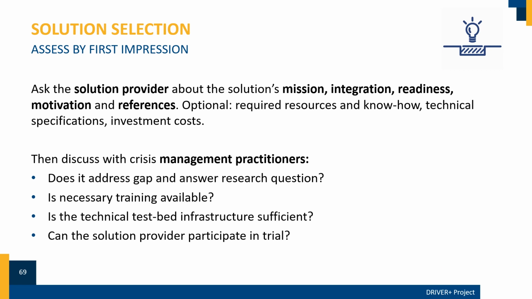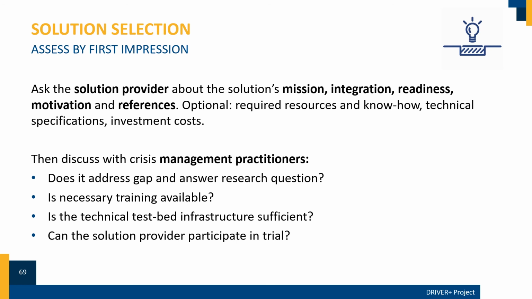It is important that you find something that is actually promising to improve the current situation. Before you choose a solution, you should get a first impression by potential future users. For that, first ask the solution provider to answer the following questions in order to assess the fittingness to your needs. 1. Mission. How does the solution contribute to crisis management? 2. Integration. How is it integrated into the existing crisis management operations? 3. Readiness. How mature is the solution and has it been tested or proved? 4. Motivation. How does the solution address problems of practitioners? 5. References. Which references on solution application exist?